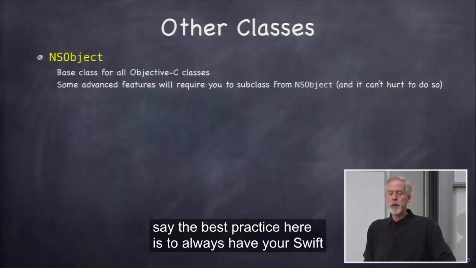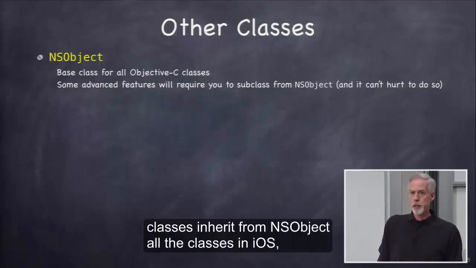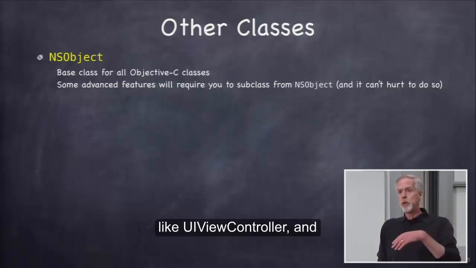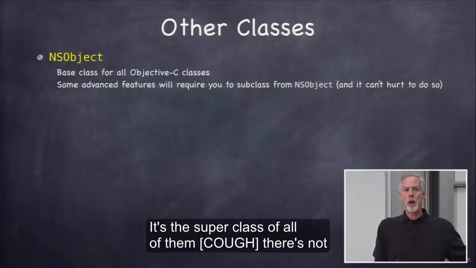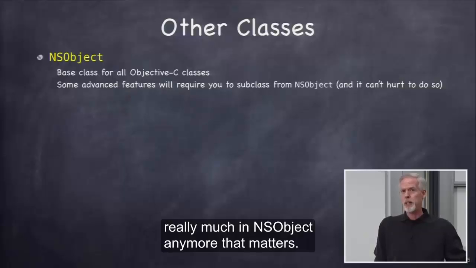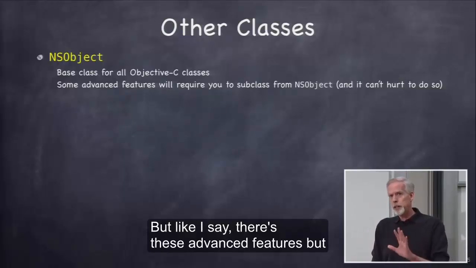I'm not sure what to say, but the best practice here is to always have your Swift classes inherit from NSObject. All the classes in iOS, like UIViewController and all those, eventually inherit from NSObject. It's the superclass of all of them. There's not really much in NSObject anymore that matters, but like I say, there are these advanced features.